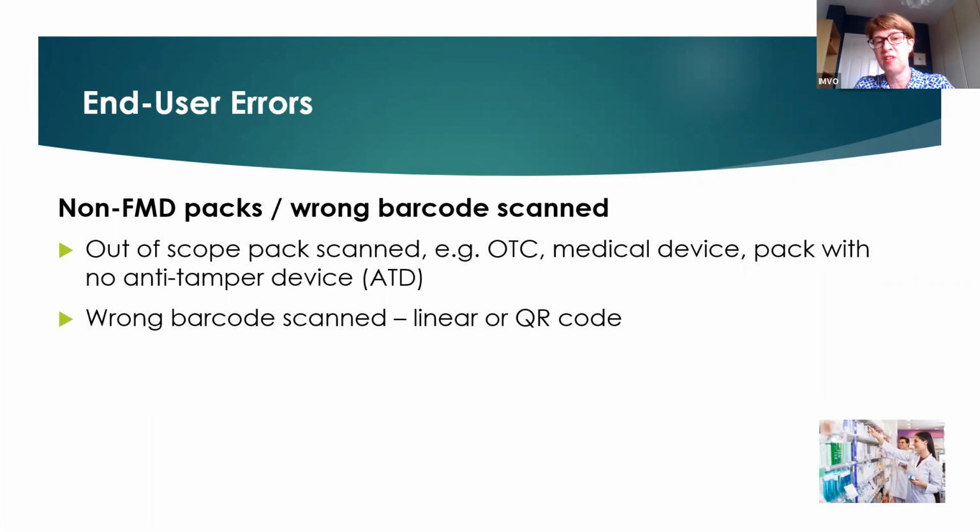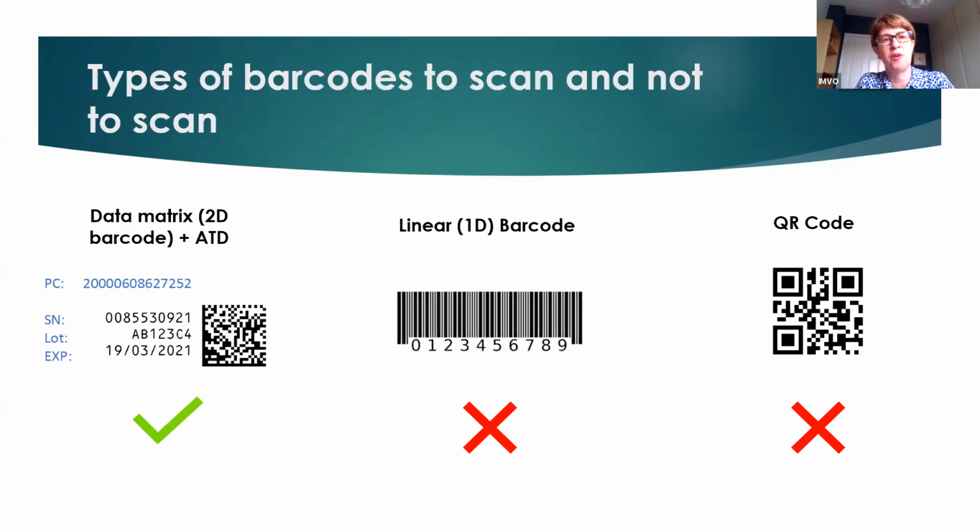And then the other thing we've seen is the wrong barcode scans. We've seen people scanning the old linear barcode or a QR code. So to give you some examples here, what are the barcodes to scan and what not to scan? So what you're looking for is the 2D barcode on the left-hand side. So this is the dotty barcode you see here, and you'll see the data in the barcode written on the side there in human readable form. So it should be close to that barcode. And you're also looking for the anti-tamper device. Do not scan the linear barcodes because the data from that code just simply isn't in the system, so it won't find the data in the system.